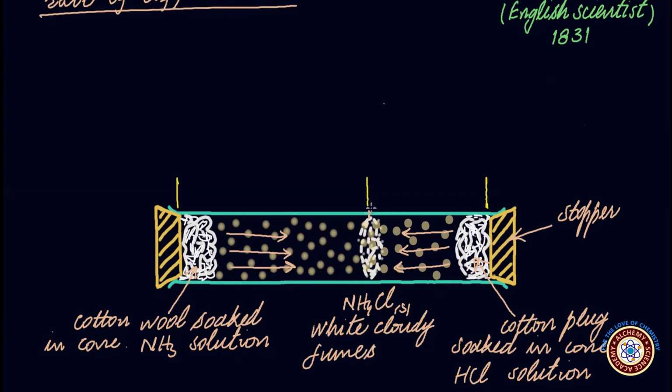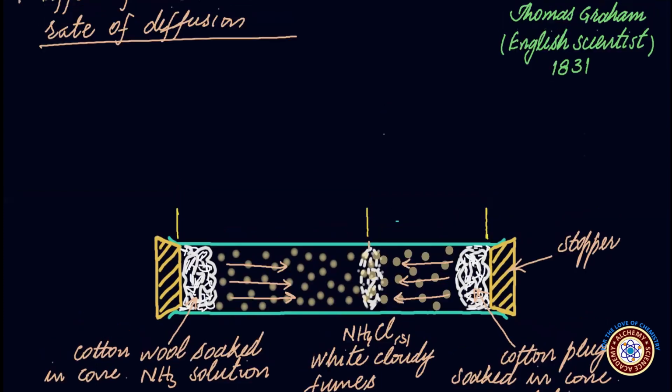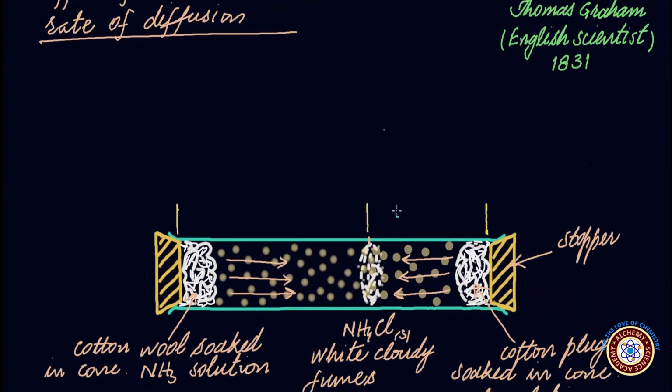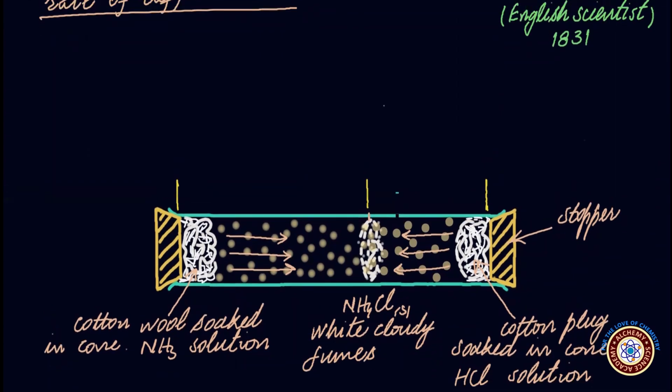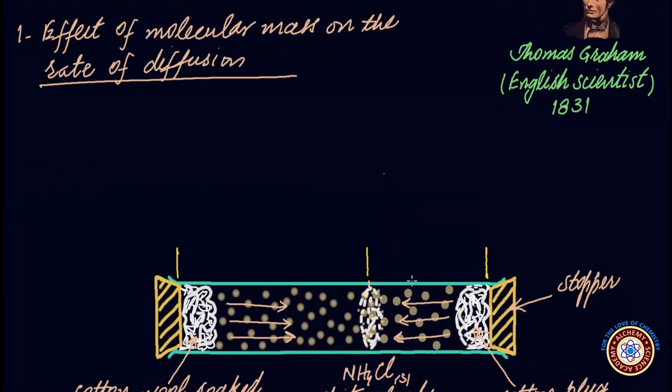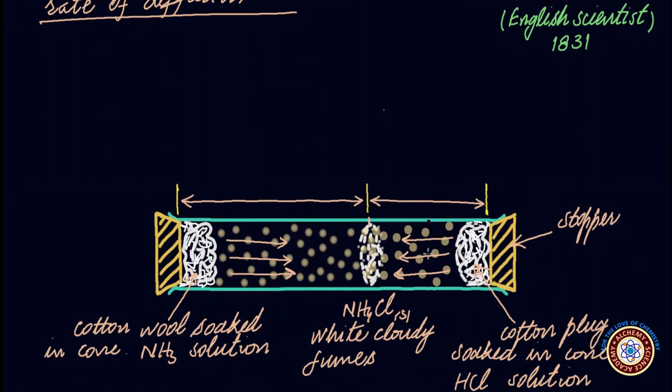So if we mark this point where the ring of ammonium chloride is formed and then measure the distances of ammonia vapors and HCl particles from their respective ends, we can see that ammonia has traveled more distance in the given time than the distance traveled by HCl particles. So it's obvious from this experiment that ammonia particles have moved a relatively longer distance in the given time than the molecules of HCl. So from this experiment, it is obvious that different gases diffuse at different rates.